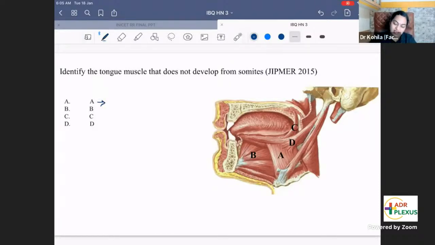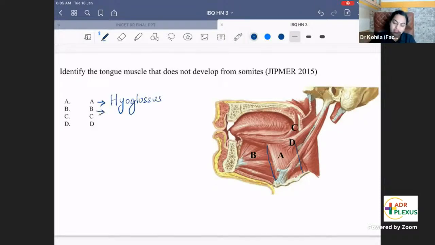What is A? From the hyoid going towards the tongue. That is hyoglossus. It is easy to identify, okay? From the hyoid to the tongue, sides of the tongue, vertically oriented.